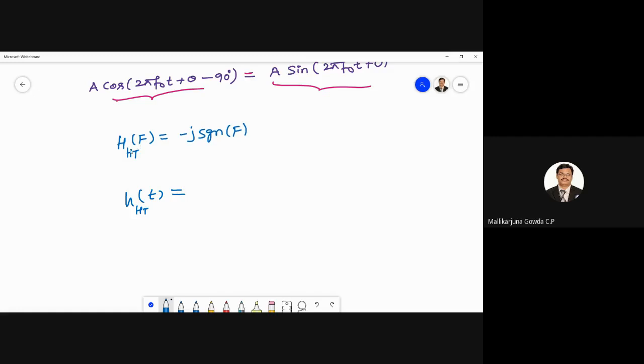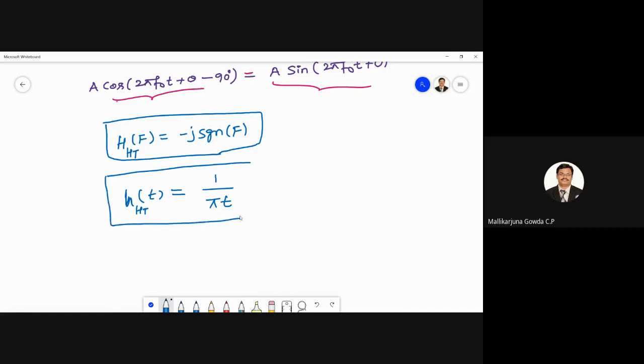The inverse Fourier transform of H_HT of f is equal to what? You will not be able to say; you have to prove this. It will be 1 by pi t. So this is in frequency domain, the Fourier transform of the impulse response of the Hilbert transform, and this is in time domain. You need to use the formula of the Fourier transform or IFT, and you should be able to get this equation as 1 by pi t.